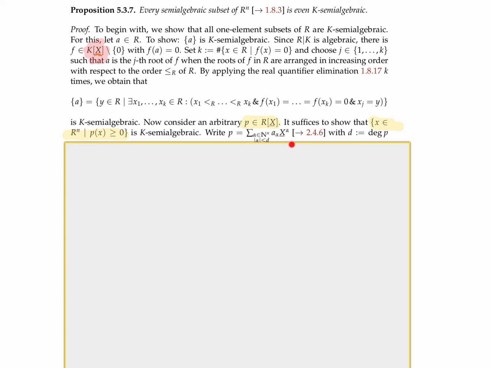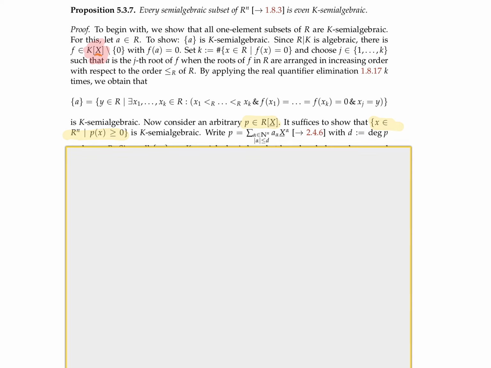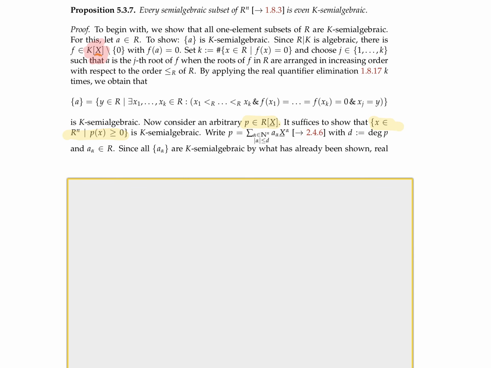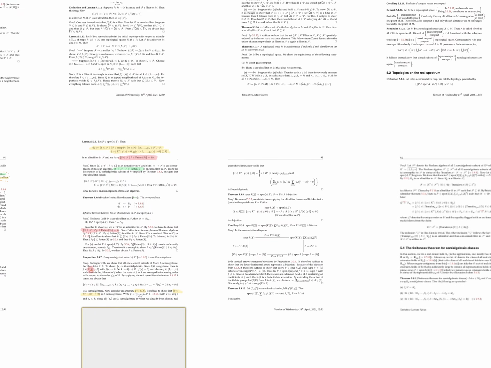So write p like this. So d is the degree of p. If p is the zero polynomial, then it's minus infinity, and then this is the empty sum. But the a alphas are in R, my real closed field, and all singleton sets {a alpha} are k-semialgebraic by what has already been shown. We can actually write down this set in a k-semialgebraic way.